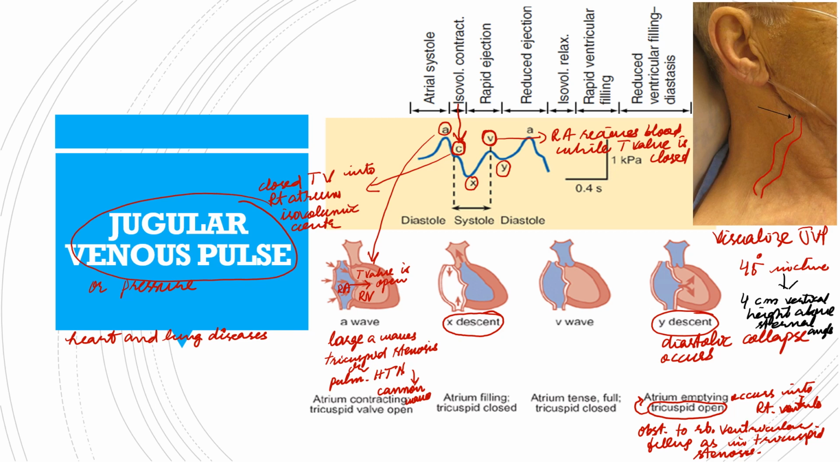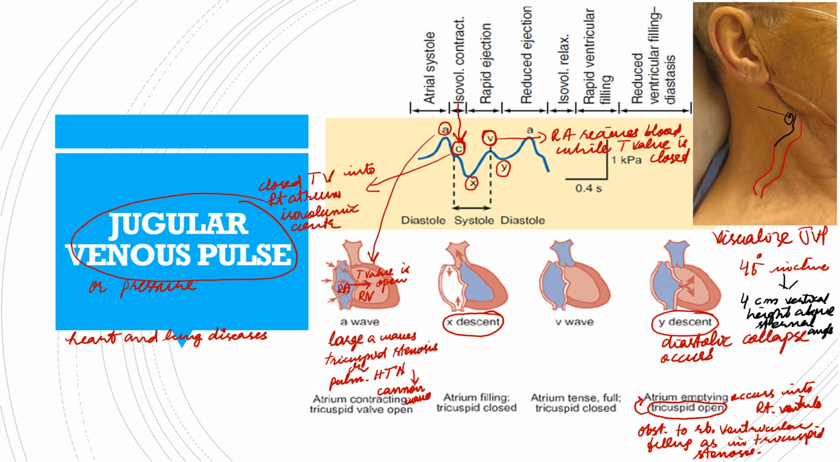This diagram shows a man with congestive heart failure and marked jugular venous distension. The external jugular vein is marked by this arrow.